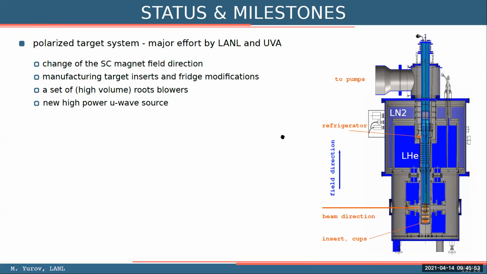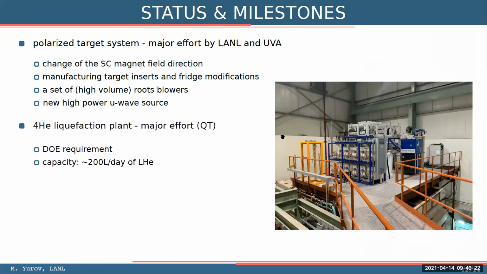Developing the polarized target system was a 4-year-long effort. It was a major effort of Los Alamos National Lab and the University of Virginia. You can see the schematic view of the system. It also went through major upgrades, such as rotation of the magnet coils to get the proper field direction. New target inserts were built at the University of Virginia, and there are a number of other modifications.